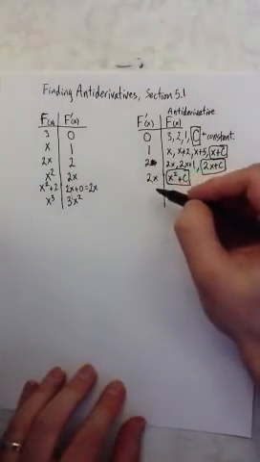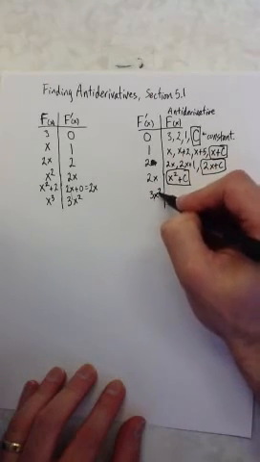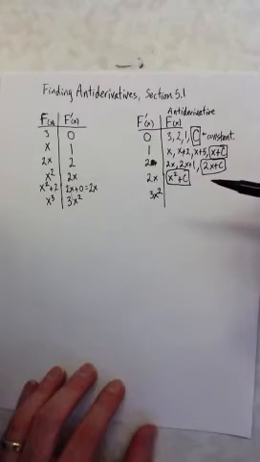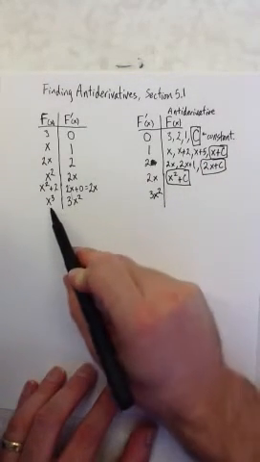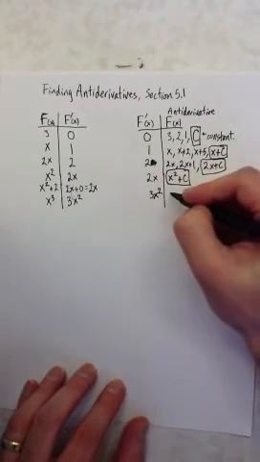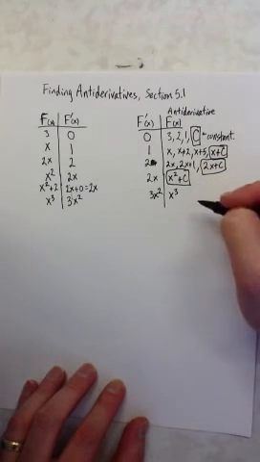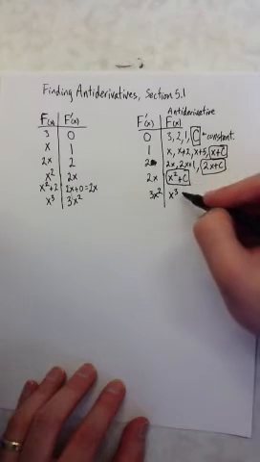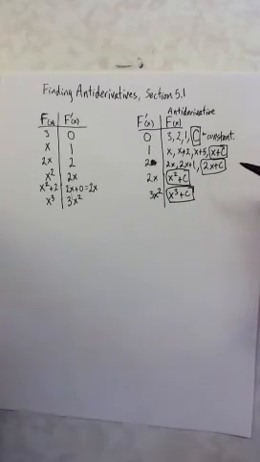And let's do one more. That is 3x squared. So what's the antiderivative of 3x squared? Well, I can look over here and say if the derivative is 3x squared, then the original function could be x cubed. Or it could be x cubed plus 1, or x cubed plus 2, or x cubed really plus any number. So again, I'm going to represent it by x cubed plus a constant.